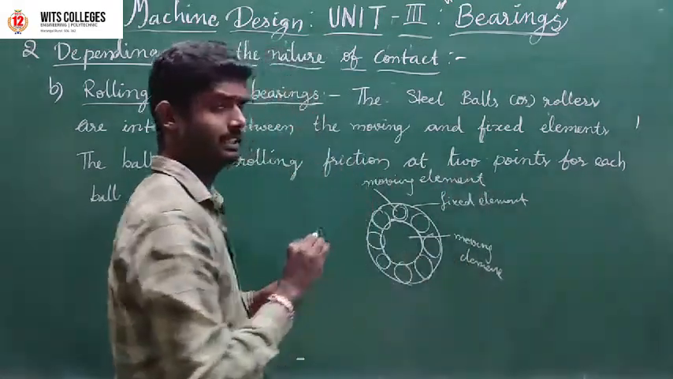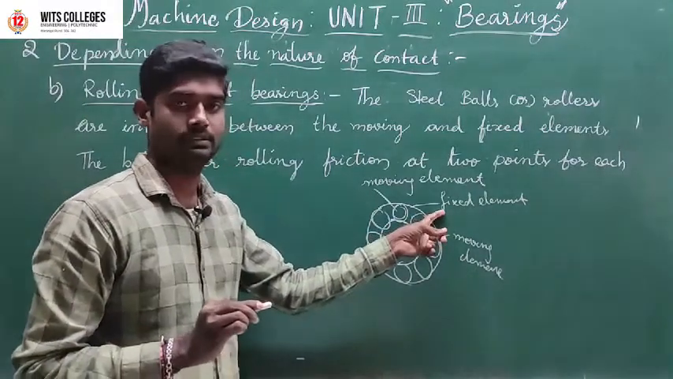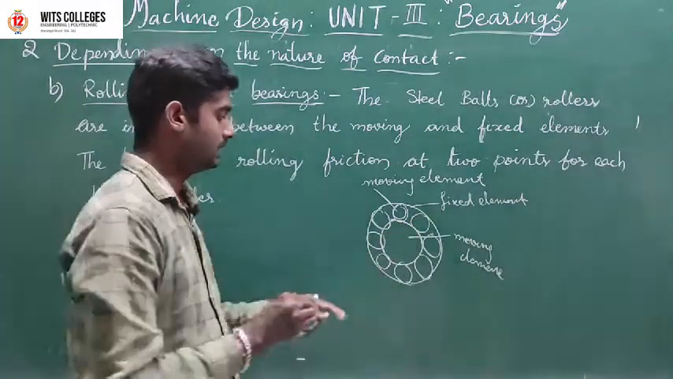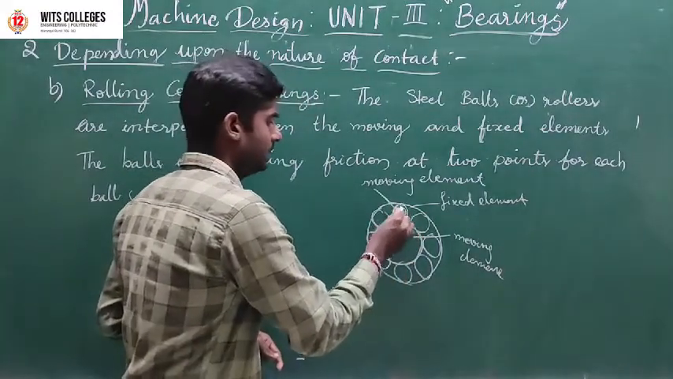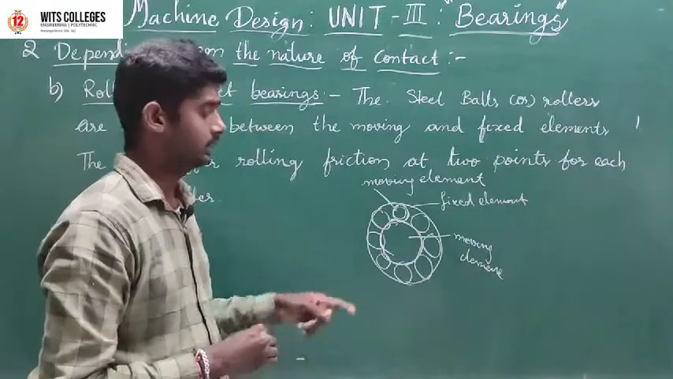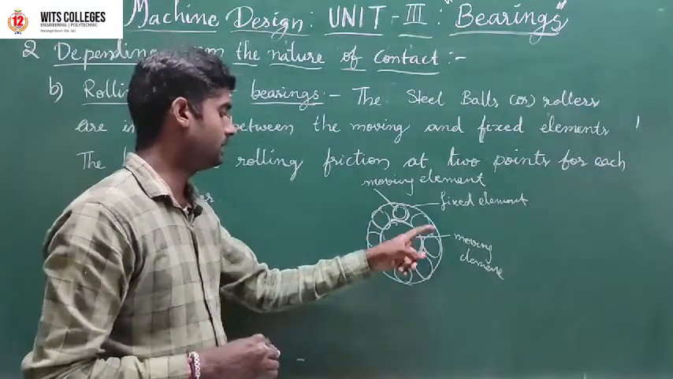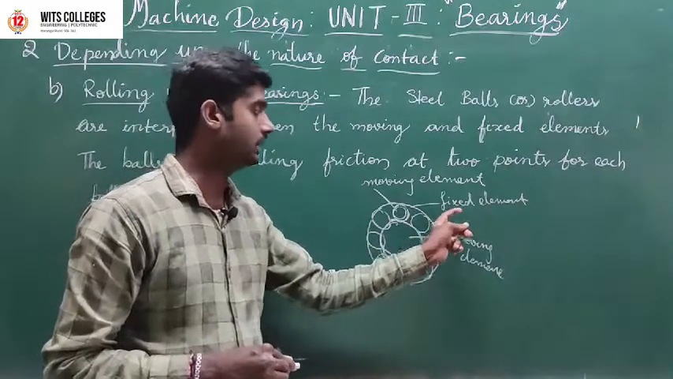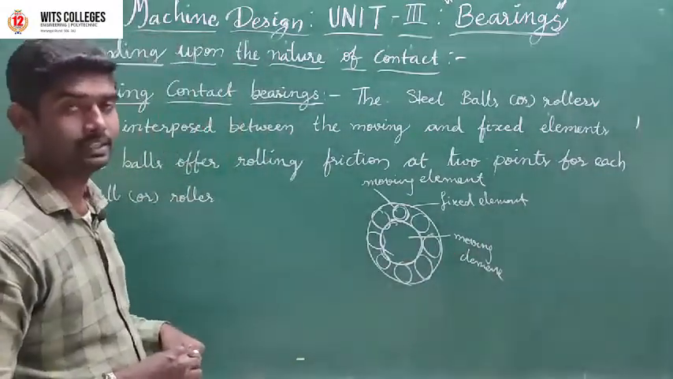In this rolling contact bearing, there are two moving elements and one fixed element. The shaft is a moving element and the rollers are also moving elements. Next, the outside of the shaft is a fixed element. Okay, this is the rolling contact bearing.